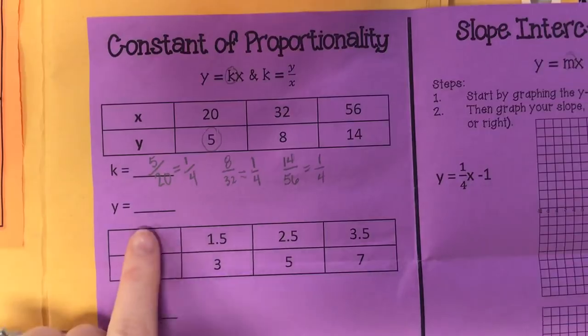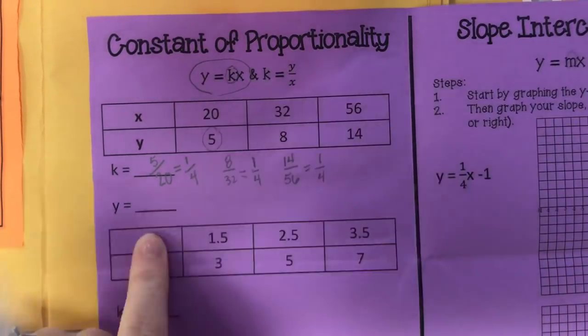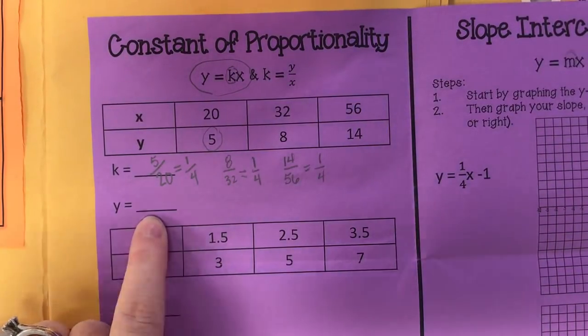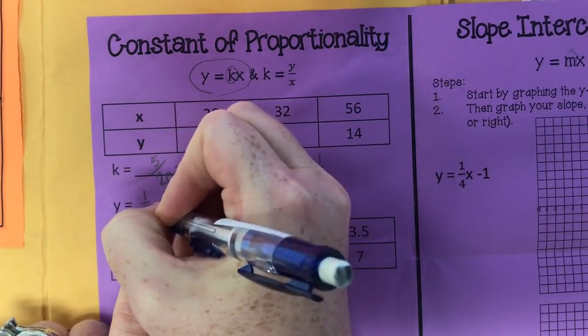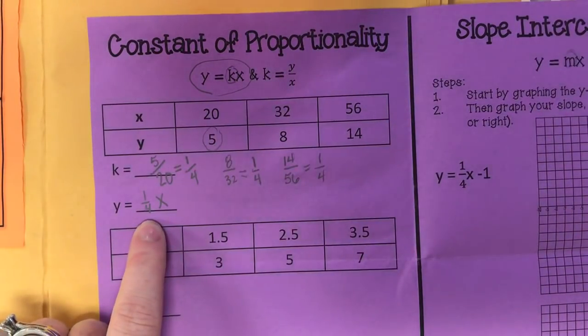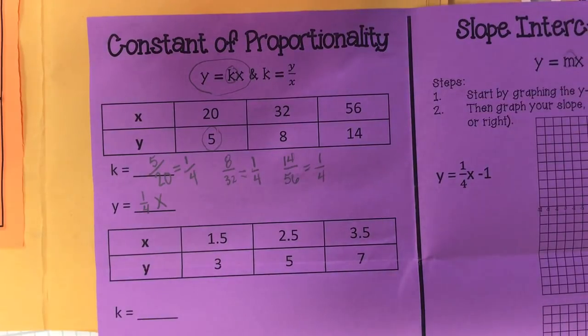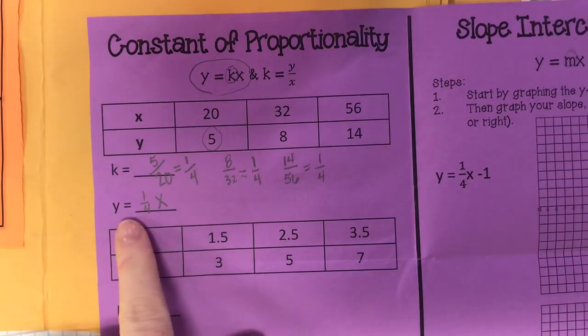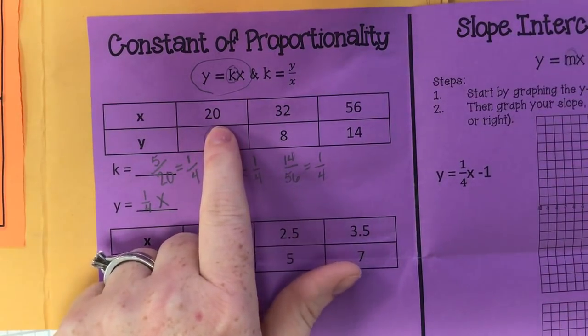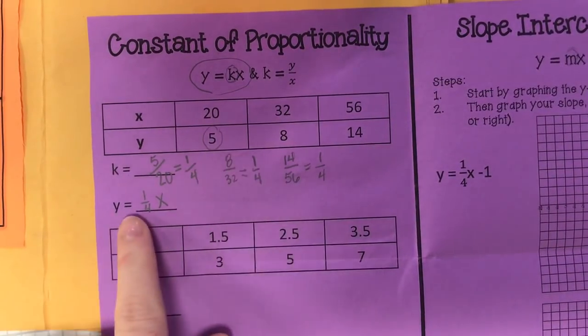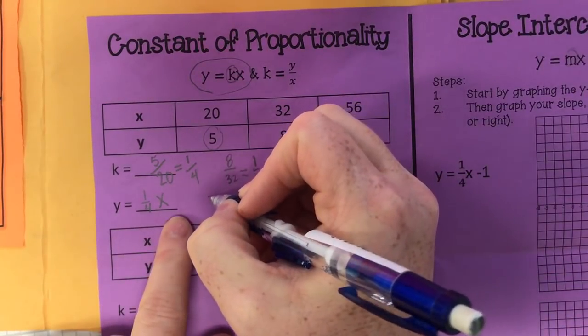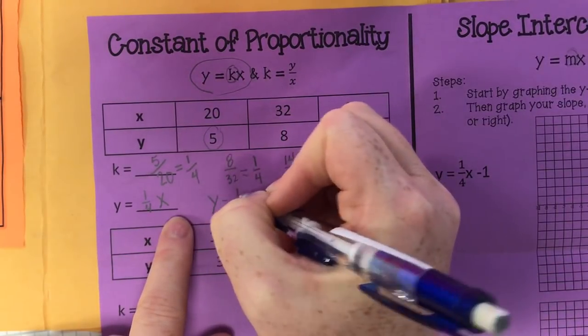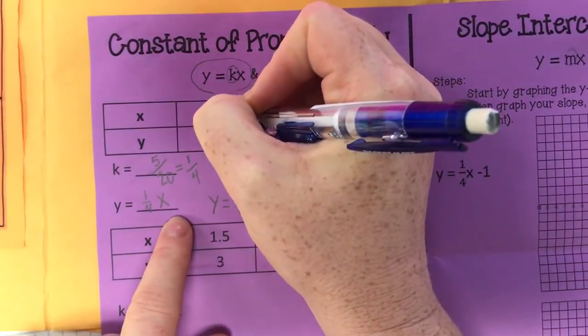So if I were to write this in this form, because this is what it's asking, y equals kx, I would say y equals 1/4 x. Now what that means is that if I put this equation here, I can plug in x and get y. So I'm going to show you the example. If I plug in x, y equals 1/4. In this case, x is 20.